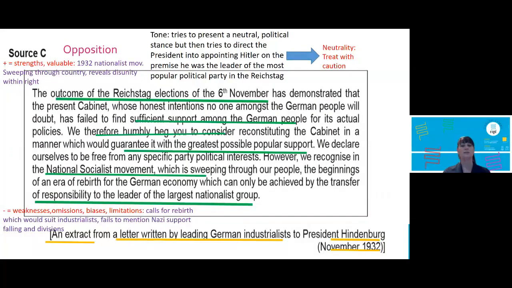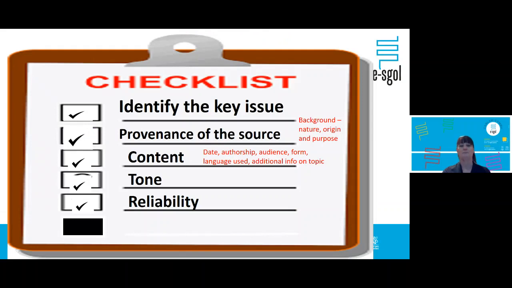And then the last source, which was the letter, the strengths are that in 1932 there was a nationalist movement sweeping through the country, and it reveals the disunity within the right parties. The weaknesses would be that he's calling for a rebirth, which would suit the industrialists, as we said earlier. It actually fails to mention that at this point, the Nazi support is falling and there are divisions within the party. That is because the German industrialists do not want to point that out, because it wouldn't be in their benefit to point that out. So again, we would mention that because it's bringing in what we know was happening in the context outside of the source at this time.